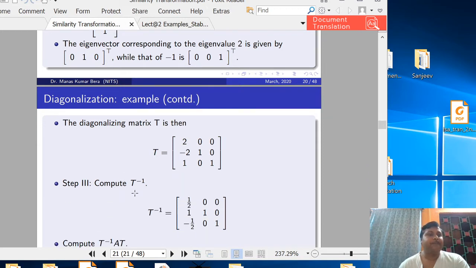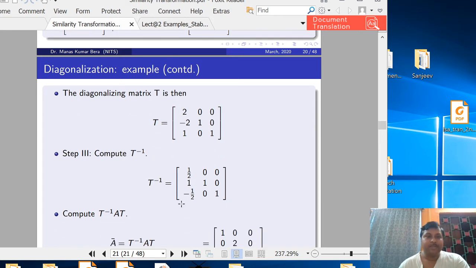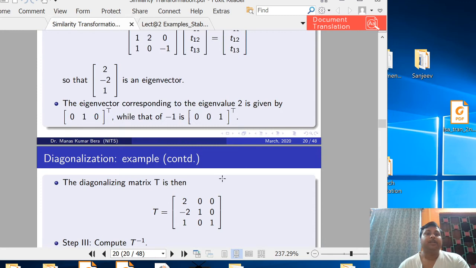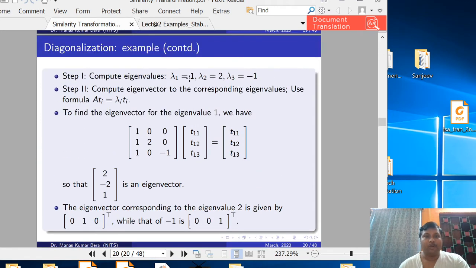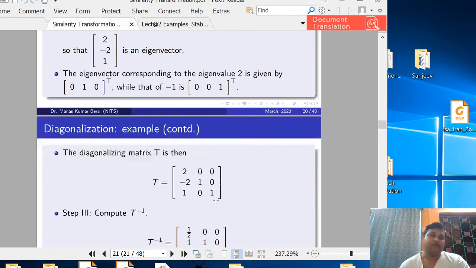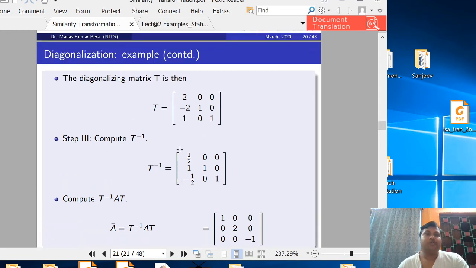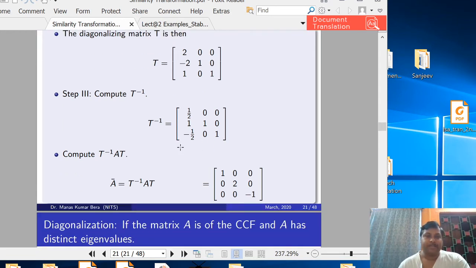And the next step will be we have to compute T inverse. So we will compute the T inverse, and then finally we will compute T inverse AT. And if you do this operation, you will find that it will be diagonal, and all the diagonal elements will be the eigenvalues you have computed, 1, 2 and -1. So this is the complete description of the steps you have to follow to diagonalize a system.